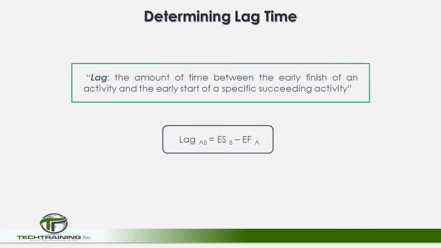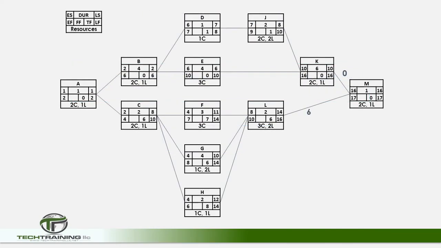Lag is the amount of time between the early finish of an activity and the early start of a specific succeeding activity. It is calculated via the following equation. The lag between two activities is equal to the early start of an activity minus the early finish of a specific preceding activity. Lag does not have a place in the activity nodes, but instead is listed along the link lines. Also, when calculating lag, we should do it from the last activity and move in a backward pass motion.